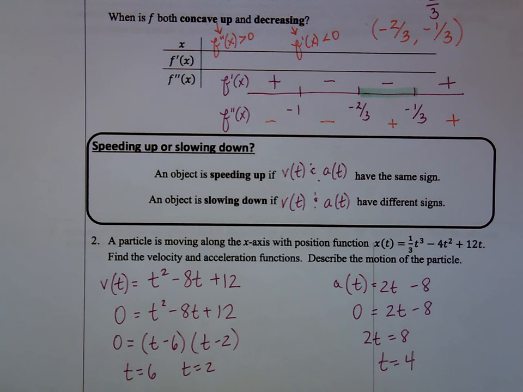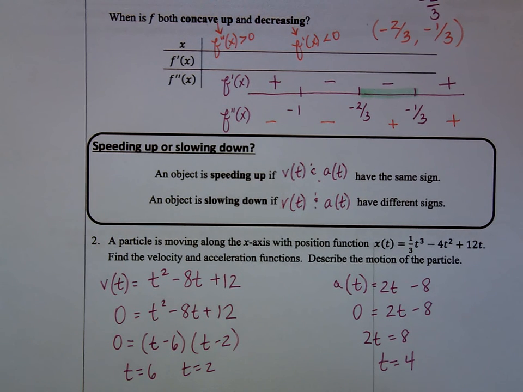If I put in something to the right of 4, like 6, I get 12 minus 4, so now it's positive, and it stays positive the whole rest of the time, because the only switch it can have is at 4. So you see how you have a double combined sign chart.